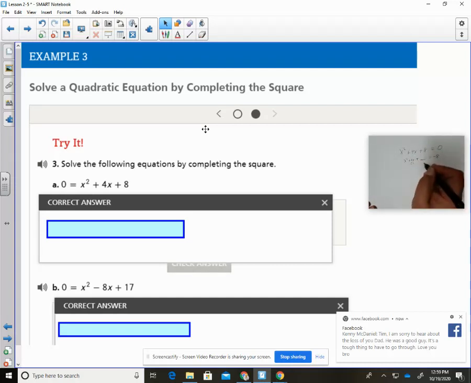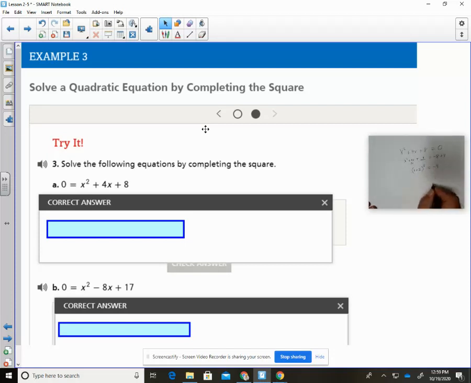What's half of 4? Half of 4 is 2. 2 squared would be 4. So since we have 4 on this side, we're going to add 4 to this side. Then I say x, and I use the sign of the middle, x plus 2, that's this part, squared is equal to negative 4.